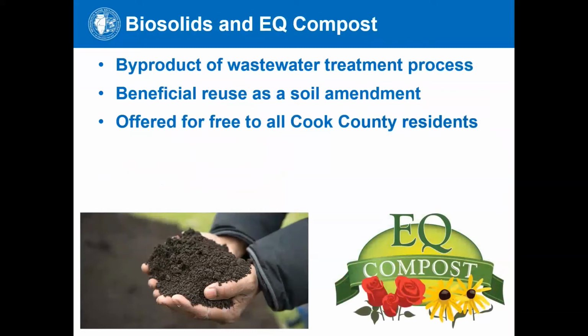And one of the other programs the district offers is EQ biosolids and compost. These are a product of wastewater treatment that supplies organic matter and improves the structure and porosity of soils, which allow plants to more effectively utilize nutrients. They can be blended with topsoil and potting soil for new plants or used as mulch around established plants.